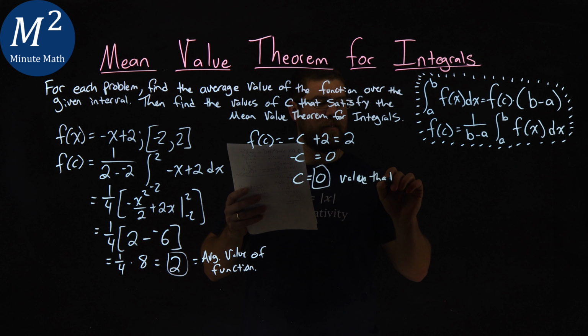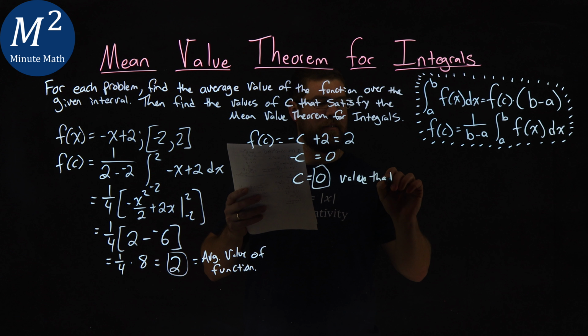Our formula tells us that it's 1 over b minus a, so 2 minus negative 2, the a value, multiplied by the integral from negative 2 to 2 of our function, negative x plus 2 dx. Well, let's simplify this and find the average value here. 1 over 2 minus negative 2 is 1/4, right?